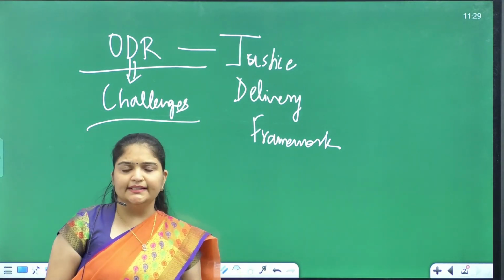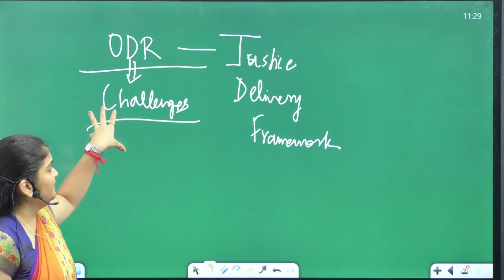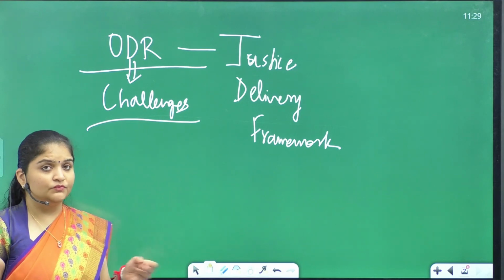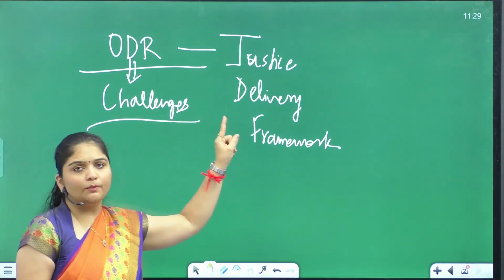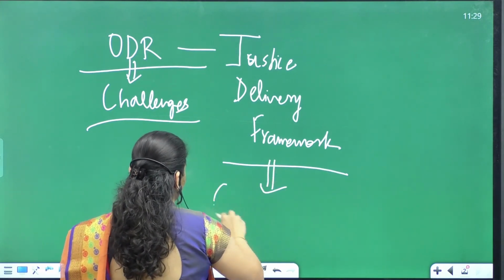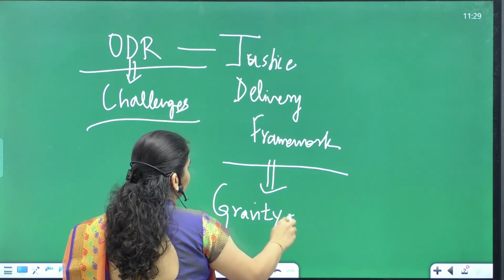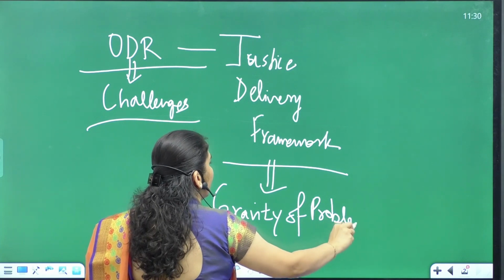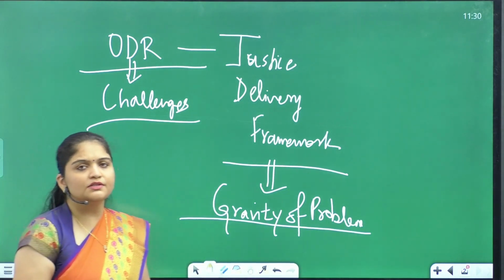So what is the key theme? You should not have started with ODR benefits, or with the justice delivery framework need. No. When we are saying this is a solution to this problem, first explain the gravity of the problem. How can we explain this problem? So you can use two quotes, okay?